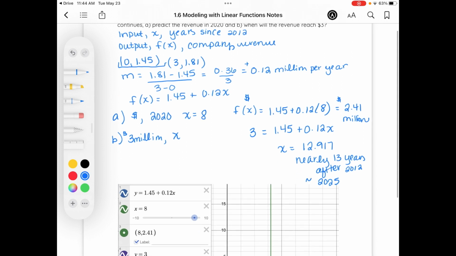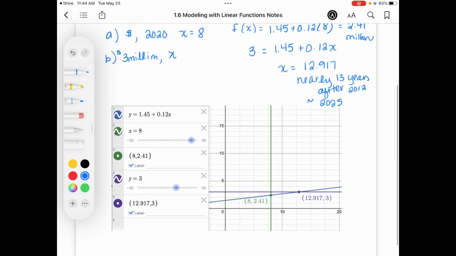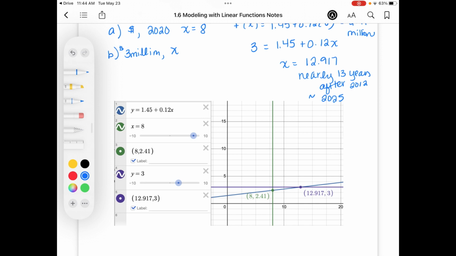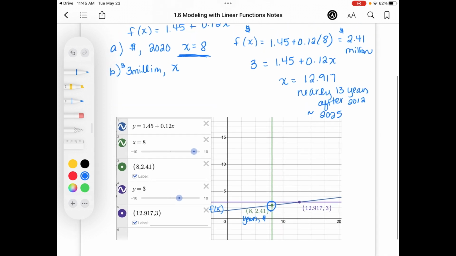So how can I use graphing technology to help me with this? So I've done a few things so that we can see how I can identify the locations of the different points. I have the blue line is our function. And then I said x equals 8. Well, x equals 8 is here, and we are trying to find where does x equal 8 intersect with our blue line. So when x was 8, so this was years, it found the intersection of $2.41 million, just as we had algebraically found above.